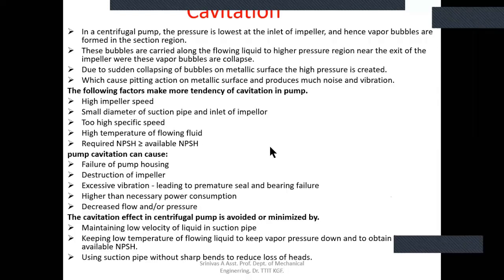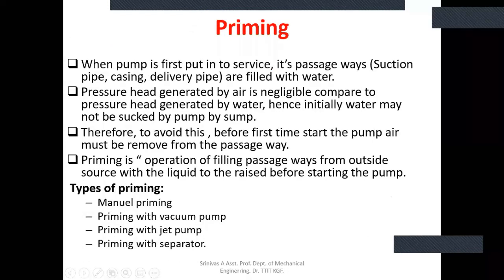And the next one is priming. I said in the working principle that if water is not present in the casing, impeller and suction pipe, not much negative pressure is created at the impeller. If negative pressure is created, then water will be sucked from the sump to the impeller, and the water will discharge at the delivery pipe. If there is no water, much suction pressure will not be created. That is why priming is needed. Priming is nothing but filling water into the casing, impeller and suction pipe.